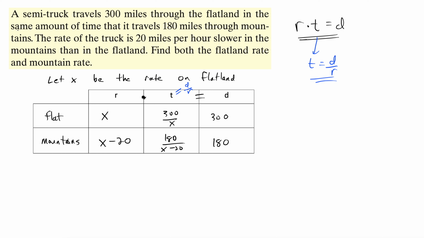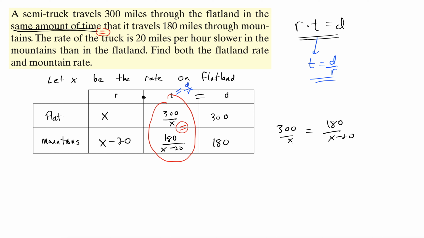When it says the same amount of time, well, same means equal. So same amount of time means we're going to set the two times equal to each other, which is great. We're just going to grab this column out of our table, set them equal, and that'll give us our equation to solve. Then we'll see what we get from there. So let's do that: 300 over x equals 180 over x minus 20.